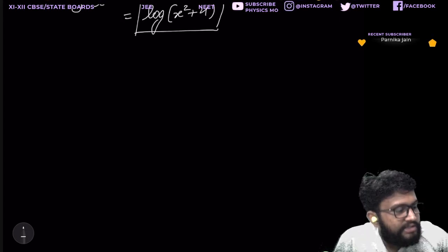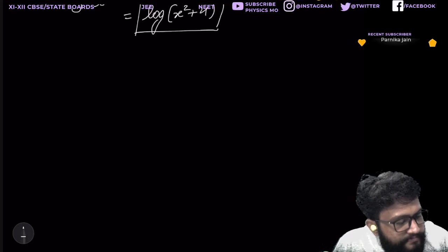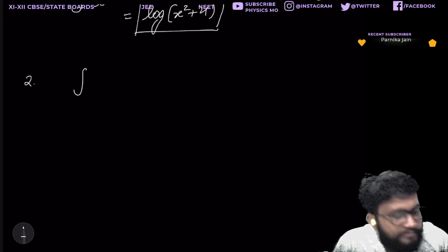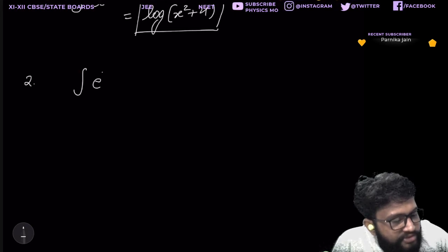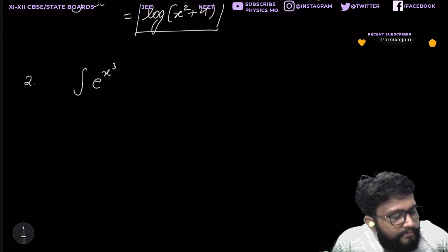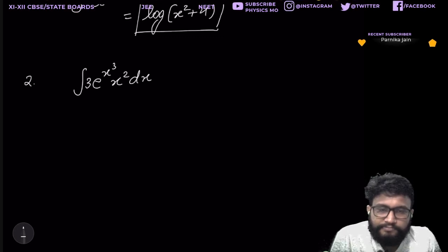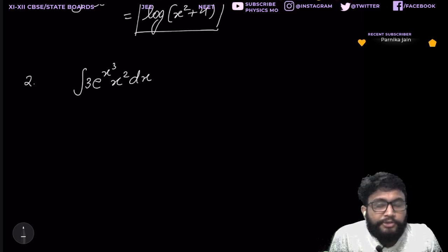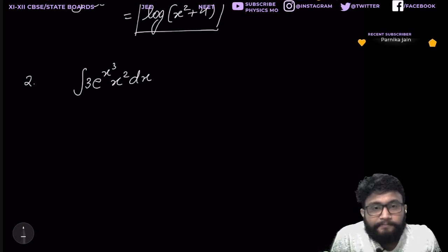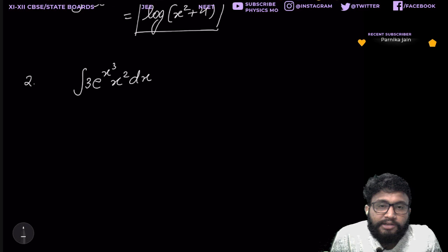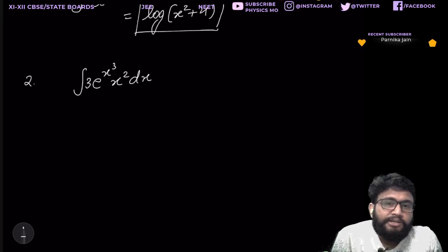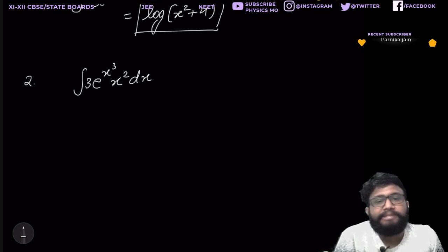Let's say the example says integration of e raised to power x cube into 3x square dx. You wish to integrate this function. So what you can do is you have to find such a function which, if you differentiate that, its differentiation shows up in multiplication with dx.